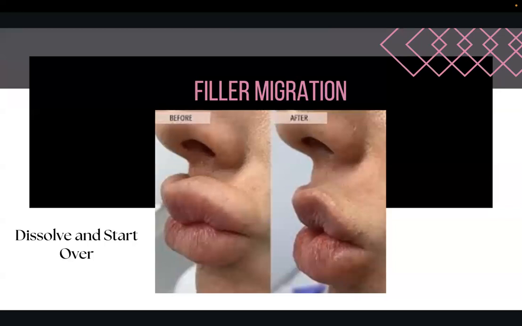So filler migration. This can occur for several reasons. It can occur if the product was laid in the wrong plane or the wrong area. It can also occur if the patient is massaging it and moving it around. Basically, when this occurs, you do have to dissolve and start over. After you dissolve something like this, you do have to wait at least 2 weeks for all of that inflammation to go down, and then you can refill the patient.